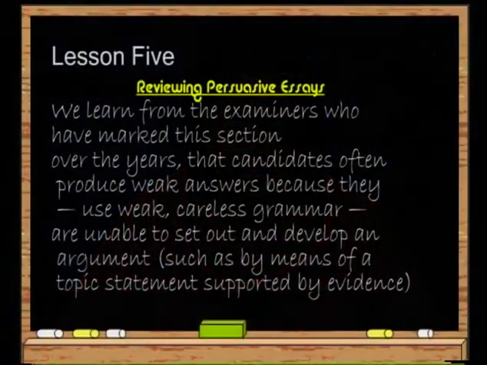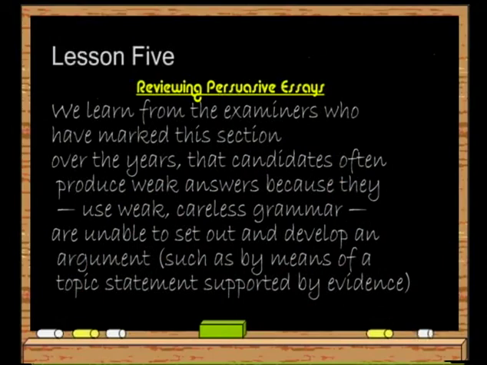Hello boys and girls, welcome to lesson 5 of CXC English in Focus. Today we will recap persuasive writing. We have learned from the examiners who have marked this section over the years that candidates often produce weak answers because they use weak, careless grammar, because they are unable to set out and develop an argument, such as by means of a topic statement supported by evidence.